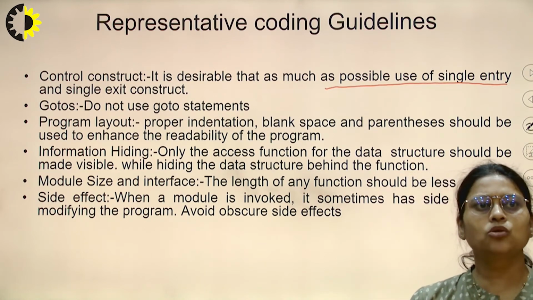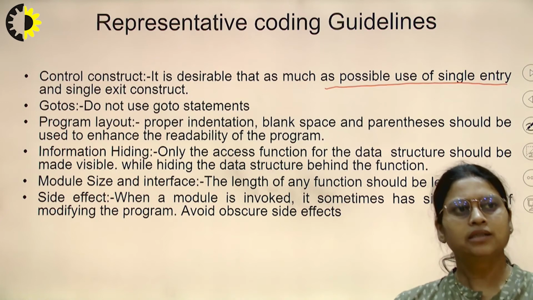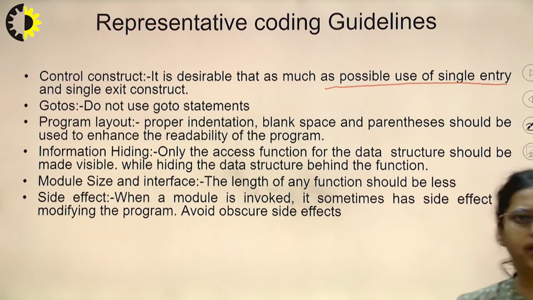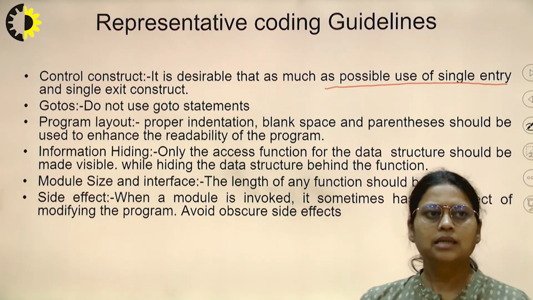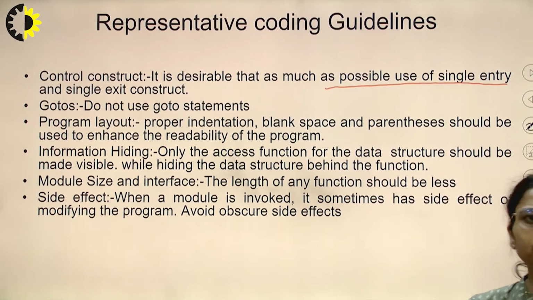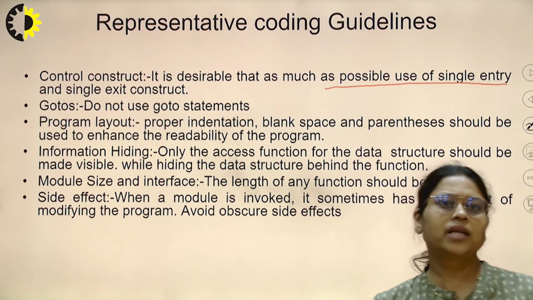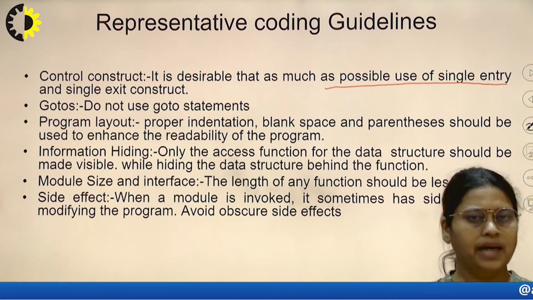Information hiding means only the access functions of the data structure should be visible. Module size and interface: the length of any function should be small. Side effects: when a module is invoked, it should not have a side effect that forces us to modify the program. So we avoid side effects also.